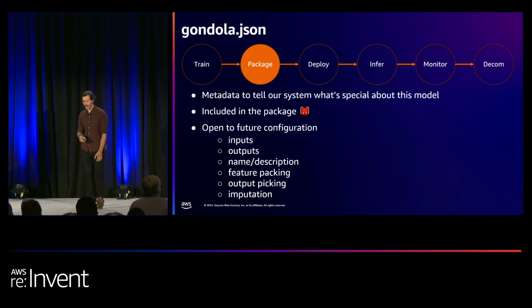The way that we do that, in part, is that we have a metadata file that we call gondola.json. It's a replacement for if they were going to fill in all of this through the UI. So it allows people to take this configuration step and put it into the code.